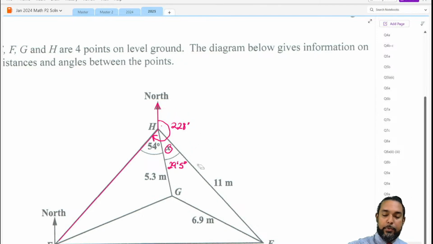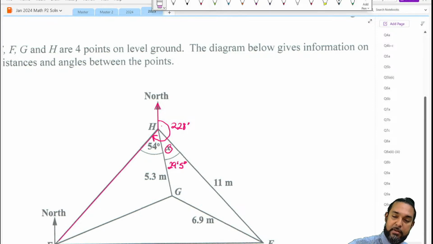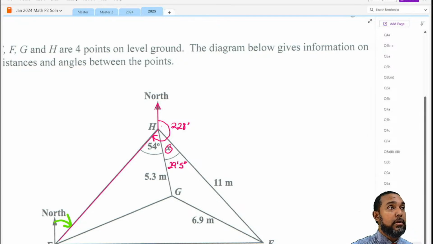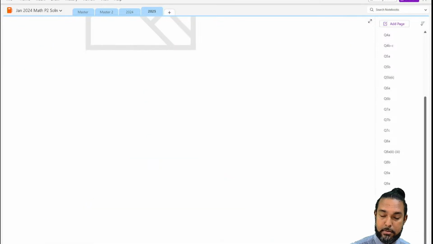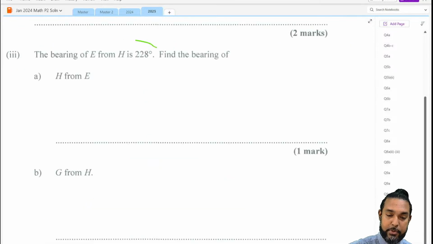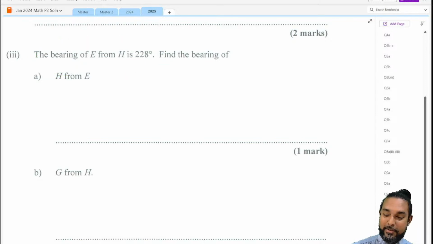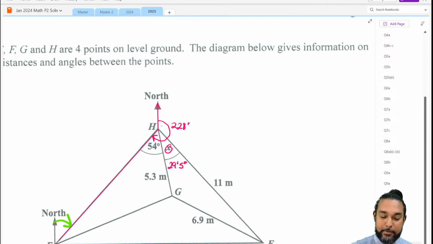Right? Now, the first thing they want is the bearing of H from E. The bearing of H from E is this clockwise angle here. How did I get 228? That's what the question told us. Right. So this angle here is what they want. That's the bearing they want. They want the bearing of H from E.